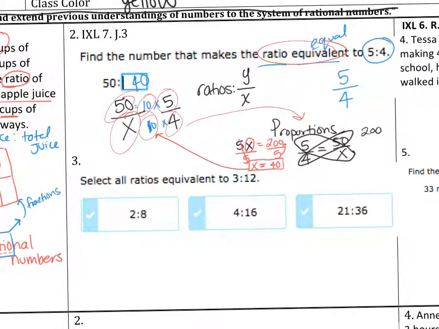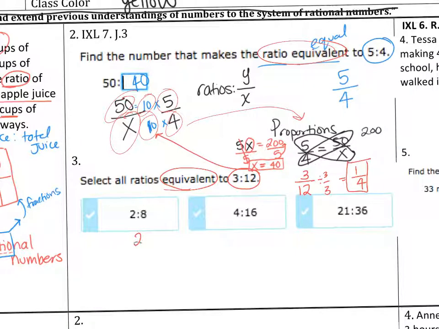Number 3, select all ratios that are equivalent to 3/12. So you would write that as a fraction, 3 over 12. And then you could also reduce it. If you can reduce it, reduce it. So let's look at number 3. Let's reduce 3/12. We can reduce 3/12 by dividing both by 3. 3 goes into 3 one time. 3 goes into 12 4 times. So we're trying to see which ratios are equal or equivalent to 1/4.